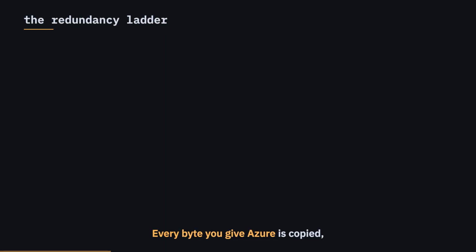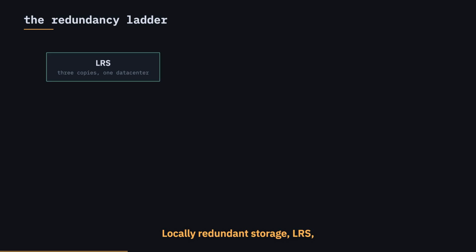Every byte you give Azure is copied, and the redundancy setting decides how far the copies spread. This is the most examinable table in the storage domain, so let us build it. Locally redundant storage, LRS, keeps 3 copies in a single data center. It survives a dead drive or a dead rack. It does not survive the data center flooding.